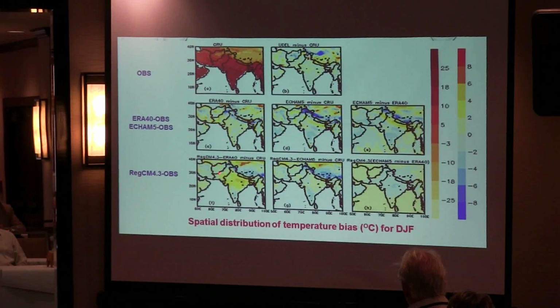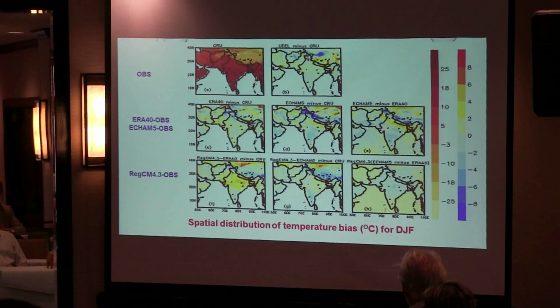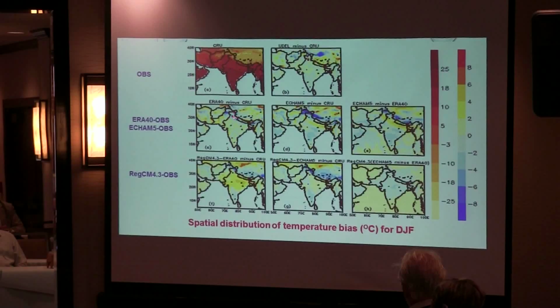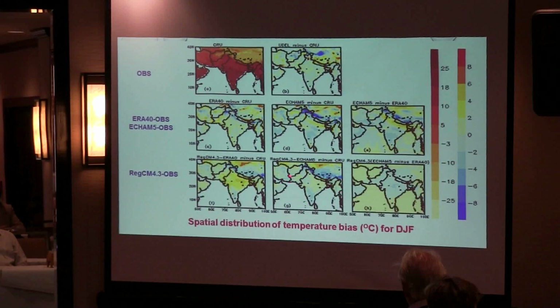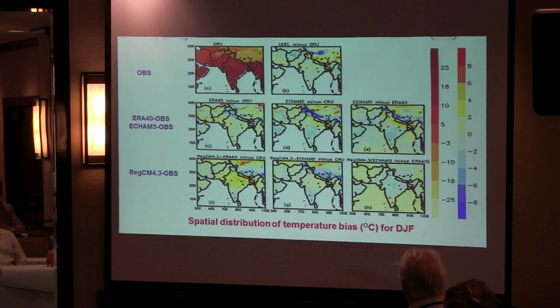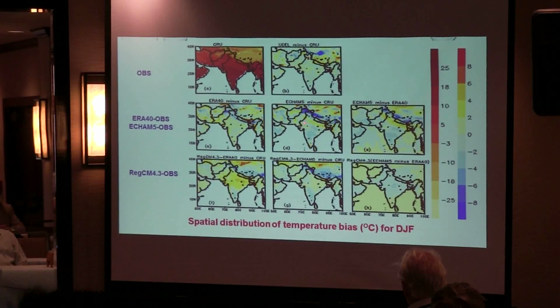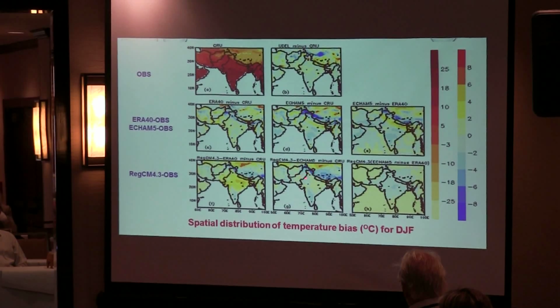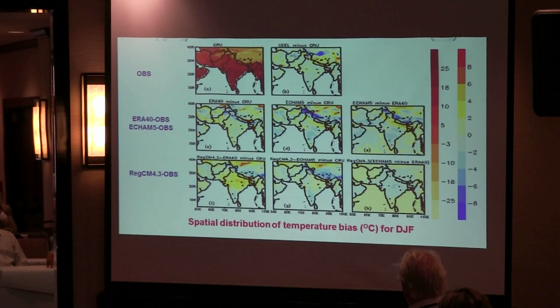If we compare these two figures, although ECHAM4 ERA40 minus CRU has some biases, the cold bias over the foothills of the Hindu Kush Himalaya region has been reduced effectively. Similarly, in this case, the spatial distribution of temperature bias is also reduced after downscaling from ECHAM5. ECHAM5 minus CRU has more cold bias, and this bias is reduced here. Similarly, the warm bias is also reduced in this case.